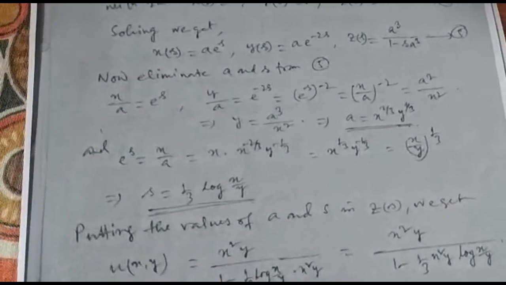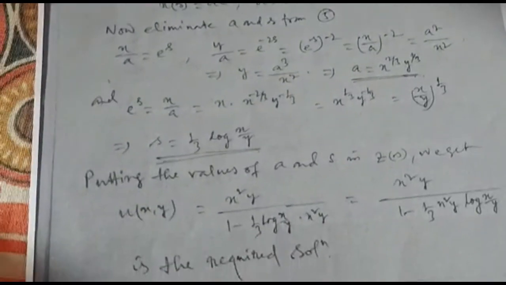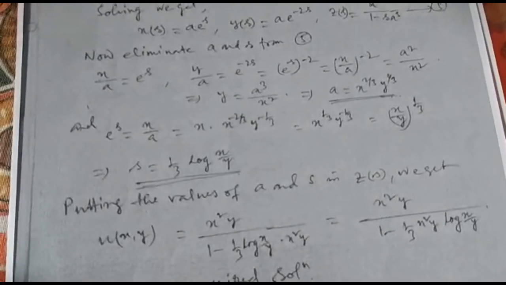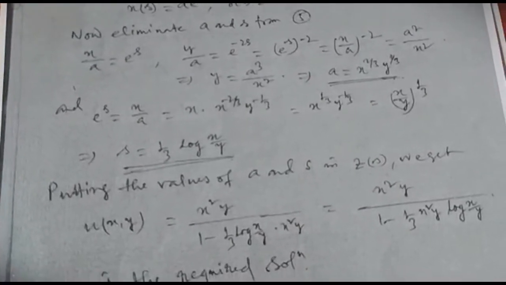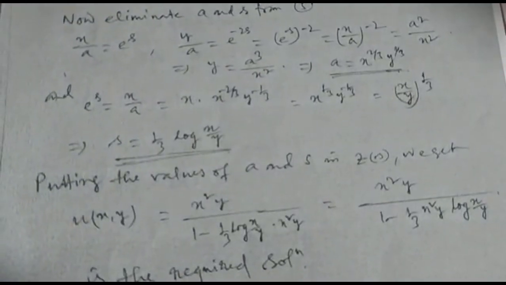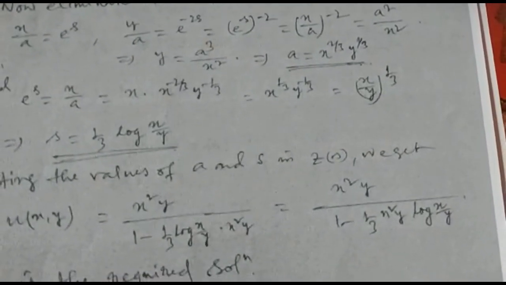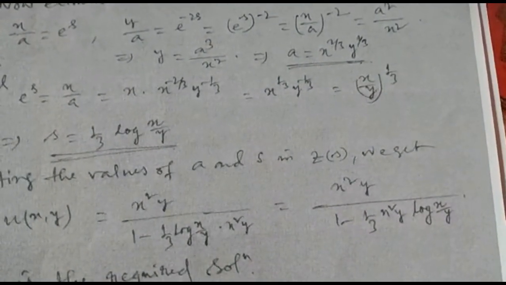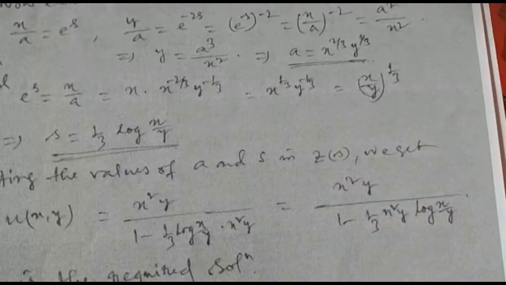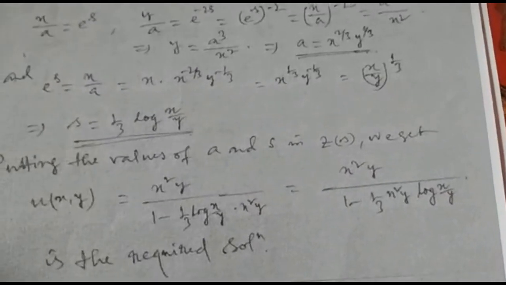Now putting the values of a and s in the expression of z(s), we choose z = u(x,y). So putting the values of a and s in the expression of z(s), we get x²y/(1 - (1/3) log(x/y) x²y), and simplifying we get u = u(x,y) = x²y/(1 - (1/3) x²y log(x/y)), which is the required solution.